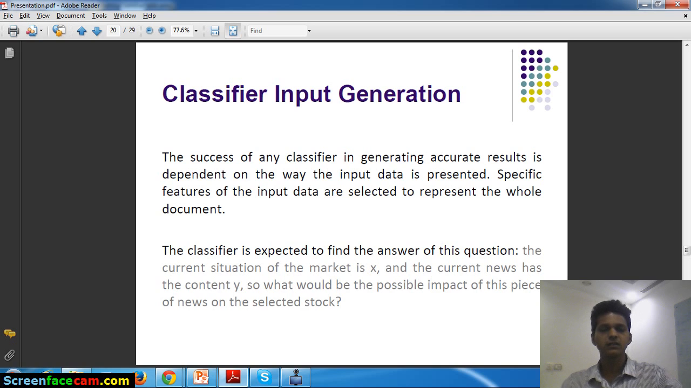So for example, this is an important question that we generally ask. The classifier is expected to find the answer to the question, and the question is: the current situation of the market is X and the current news has the content phi. So what would be the possible impact of this piece of news on the selected stock?